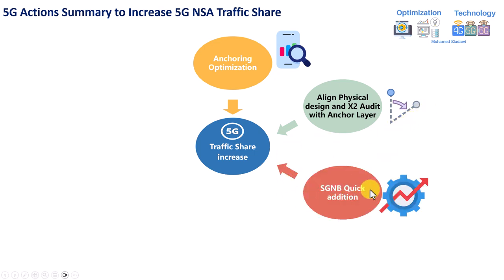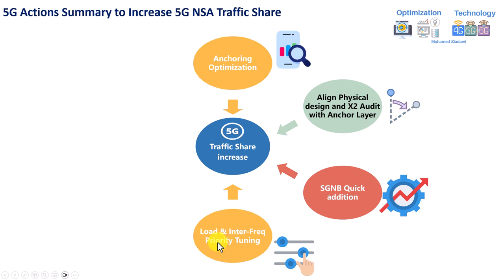Next, it's about some parameters to make a quick SGNB addition, which is related to adding the 5G during the initial setup and so on. This also will be covered in more detail. Then it's about load and inter-frequency priority tuning. If you have any load balancing going on, it might impact your performance, and we'll show some examples of that part for the 5G camping in general, so it can be reflected in the traffic.